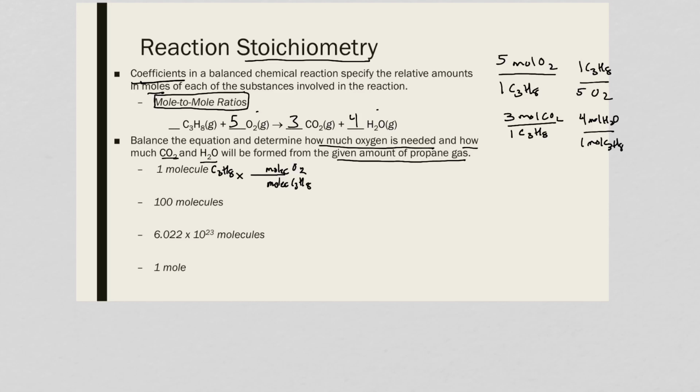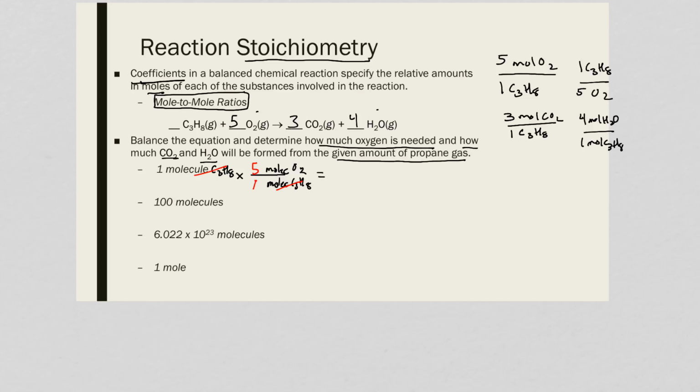To get my units to cancel out, I'm going to need molecules of C3H8 on the bottom to cancel, and I want to end up with molecules of O2 that I need. Now, what numbers do I put here? This is where we go back to our coefficients, because those ratios come directly from the coefficients. So I need 5, in this case, molecules of O2 to react with 1 molecule of C3H8.